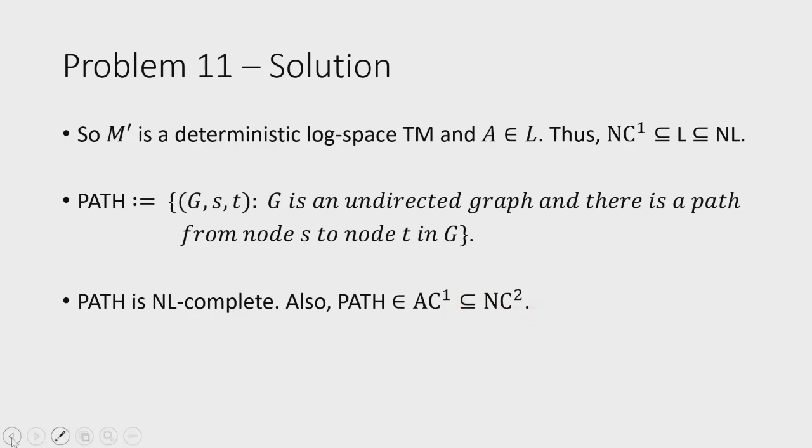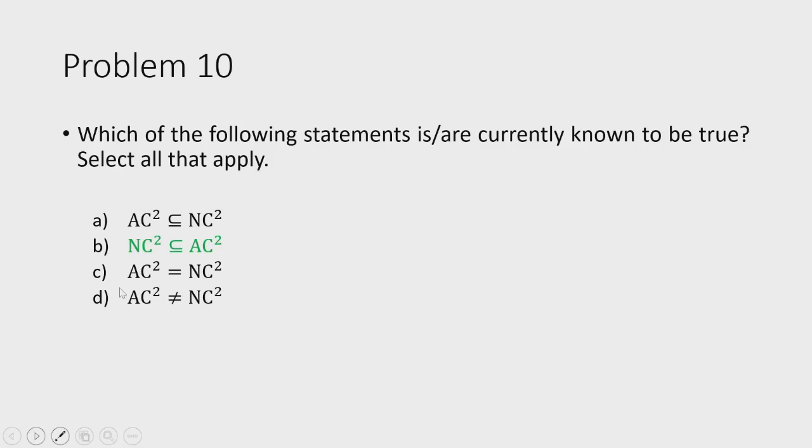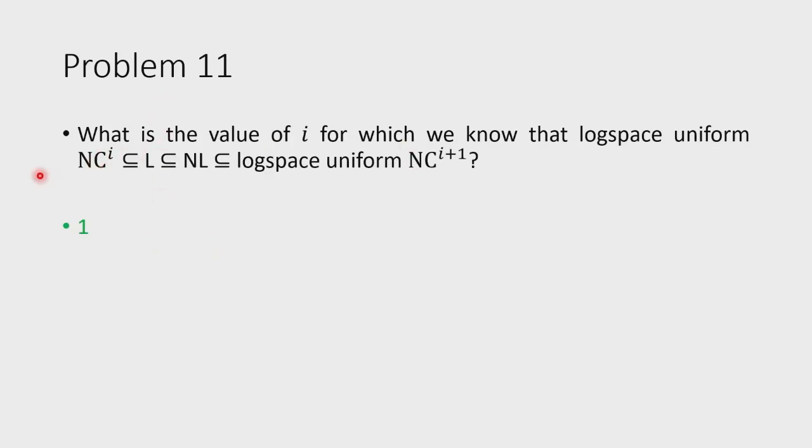So the answer to the question is 1, because if you put 1 over here, you get log space uniform NC1, L, NL, log space uniform NC2. So is this fine?